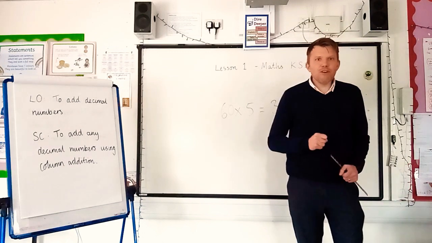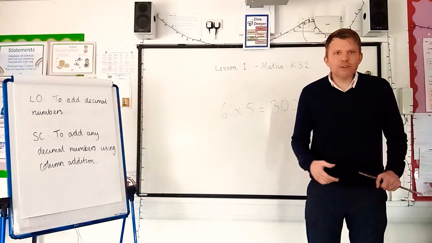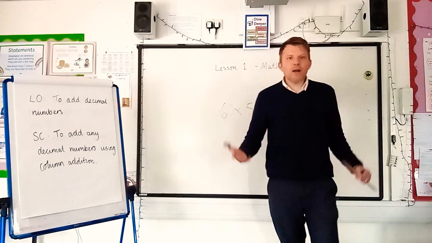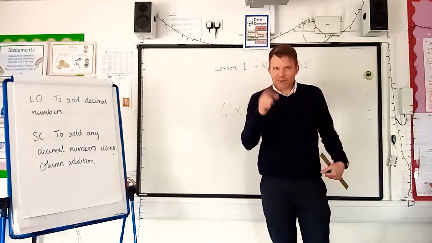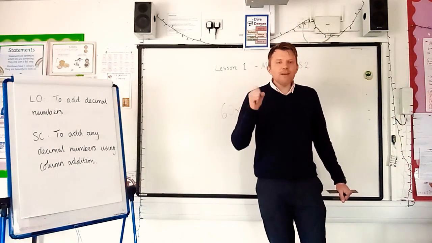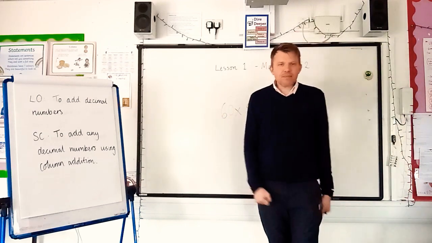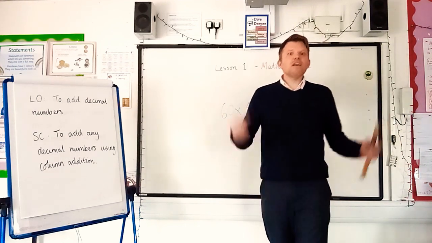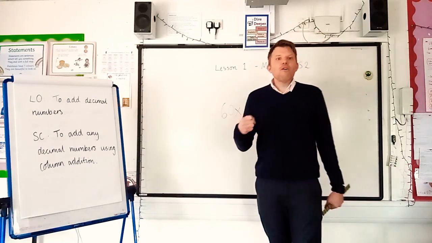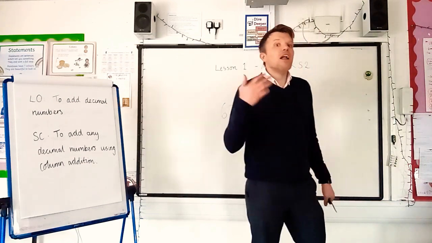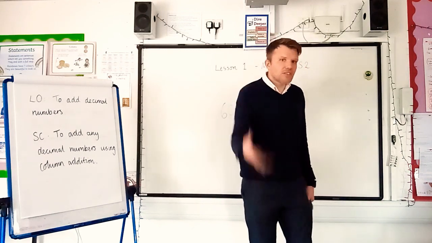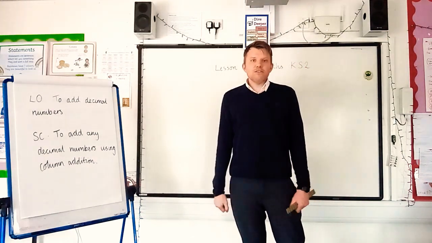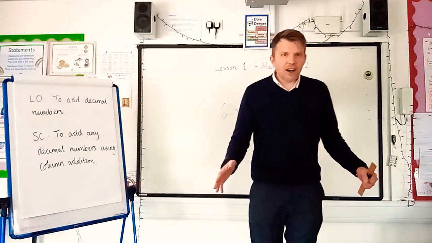But before we move on to the lesson, we're going to have a go at our square numbers. Remember, a square number is a number multiplied by itself. Are you ready? 1 times 1 is 1. 2 times 2 is 4. 3 times 3 is 9. 4 times 4 is 16. 5 times 5 is 25.